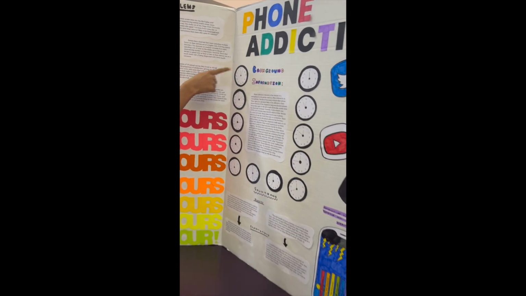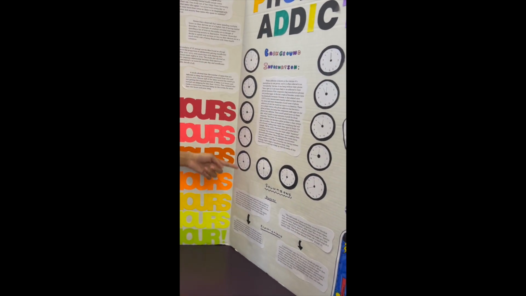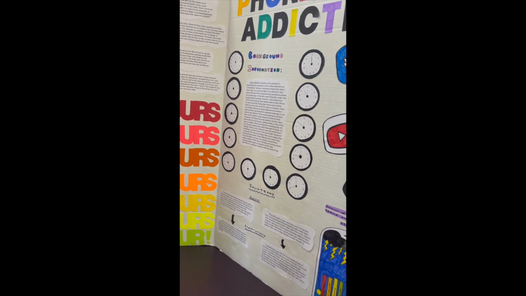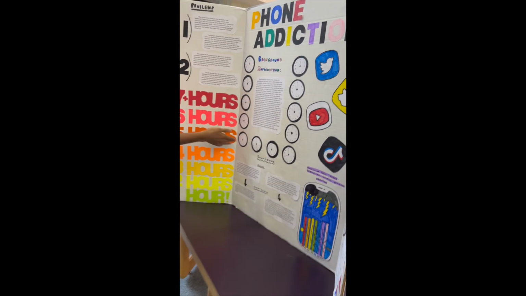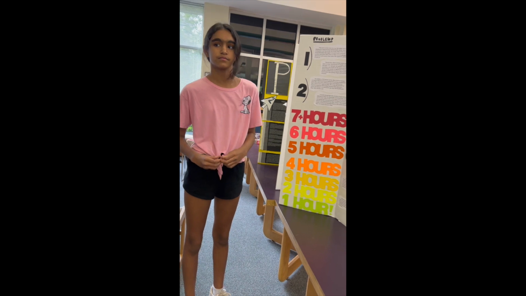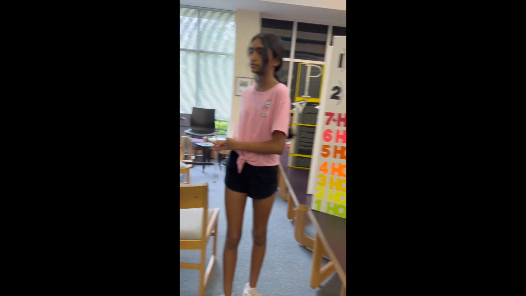So if you look over here, it says 1 p.m., 2 p.m., and it keeps on going until 12 a.m. So it shows how teens are going on and on for hours and hours, and they're never stopping because they always are losing track of time. So this is movement, right? Is there anything else you'd like to add?